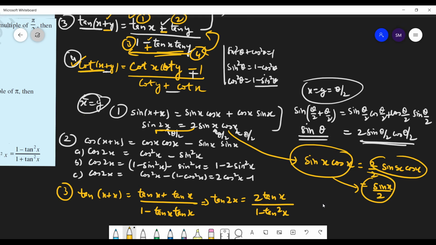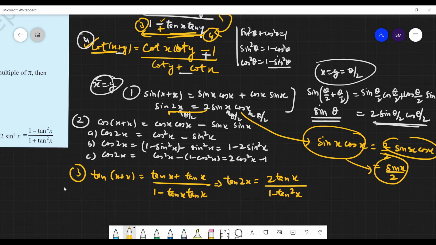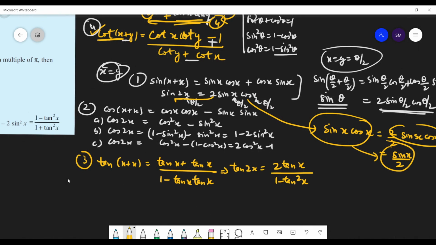Yes. So students, we have, like, you know that tan 2x is sin 2x upon cos 2x, right?